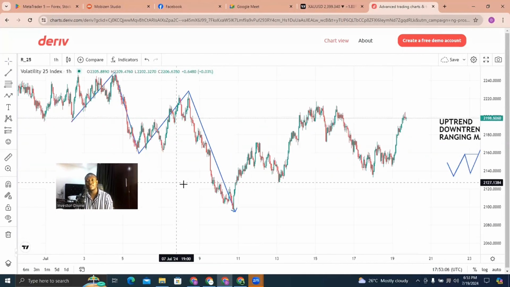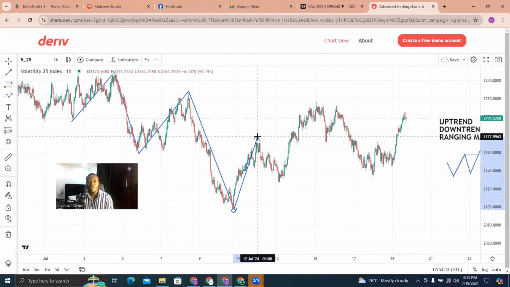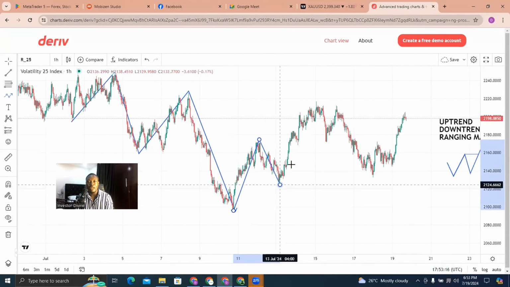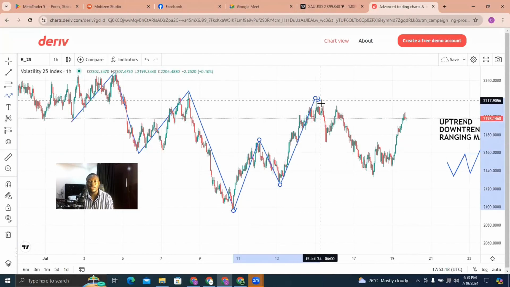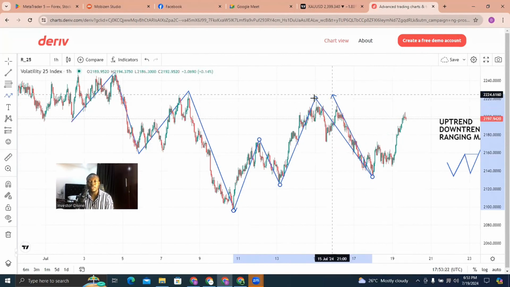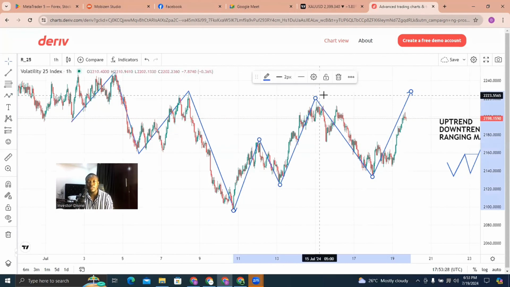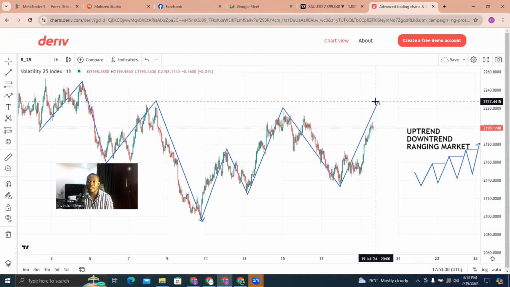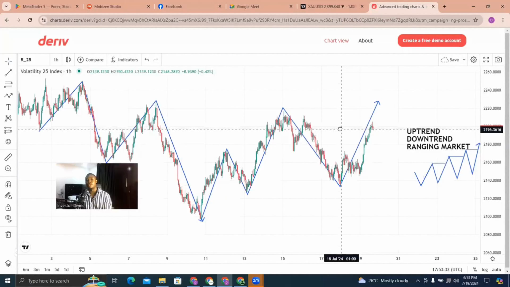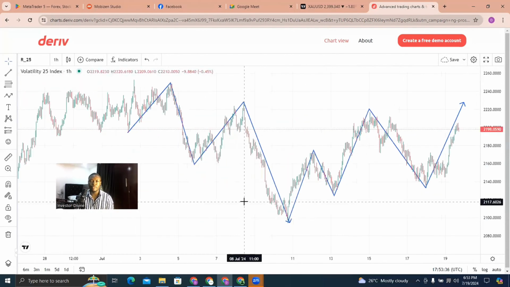Can you see this? Now, at some point, market started creating higher low and higher high, higher low, higher high, higher low. Market is trying to take out this zone now to form another higher high. If market takes out this place, it will become another higher high.